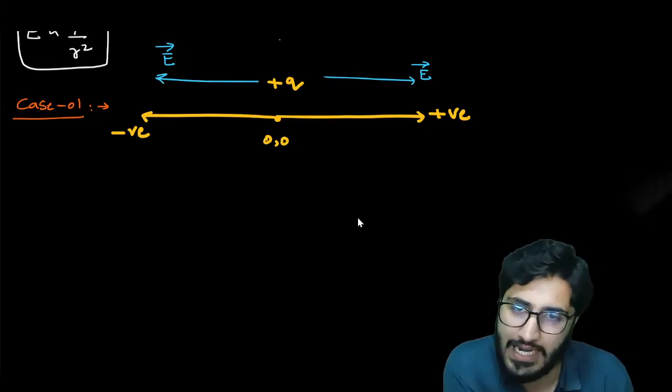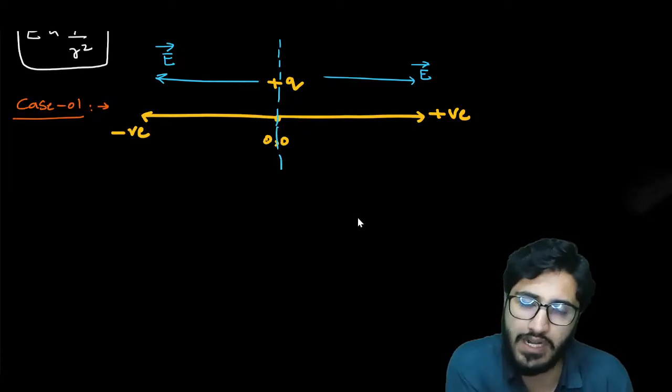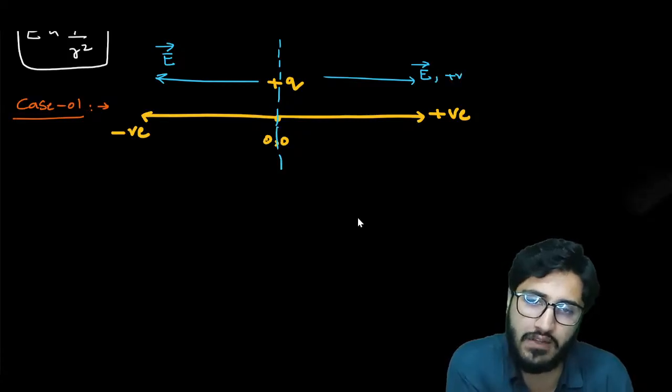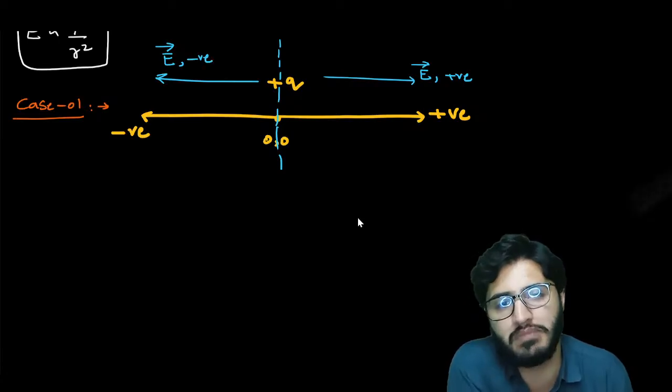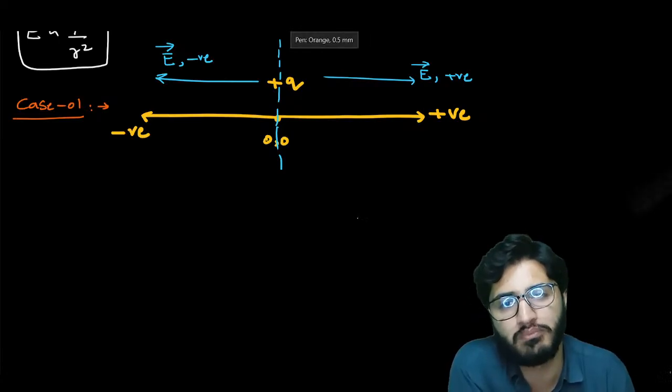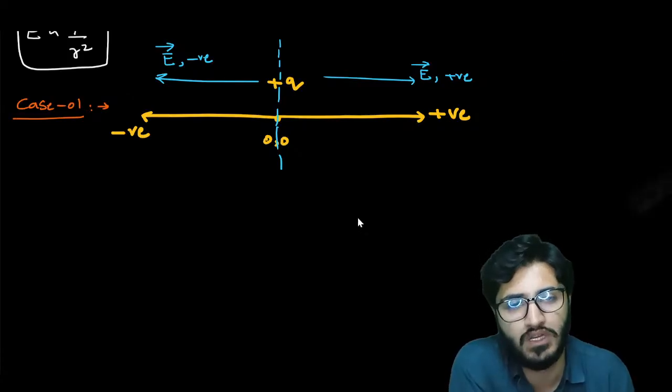Look now, beta, electric field will also be positive or negative. If on the right side we have positive electric field, then I can call this one a negative electric field. Now make a graph of it. Look, we'll make a graph for it.